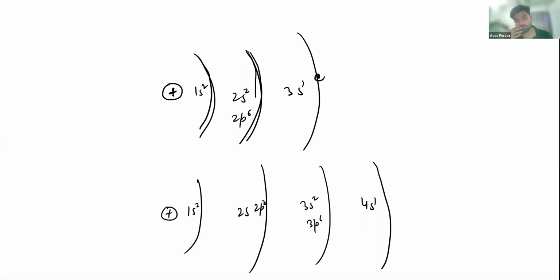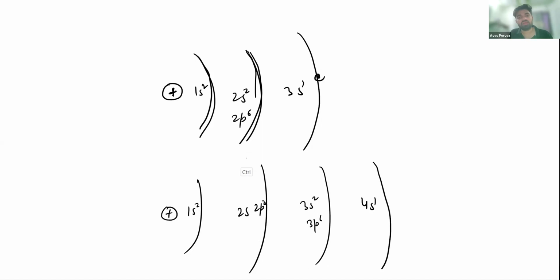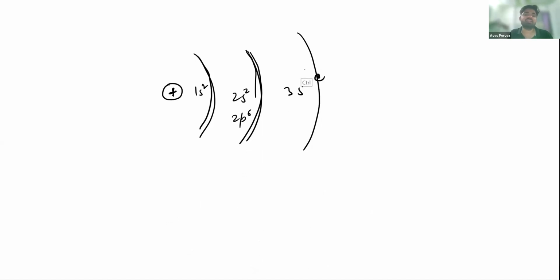Okay, so here the electronic configuration of potassium is 2, 8, 8, 1. So here the screening is done by this one and this one also. And so here the 3 shells are screening, here the 2 shells are screening. So as the shells increase, the screening effect is also increasing. And this screening effect prohibits the positive charge from reaching the outermost shell's electrons, and due to that the size of the atom increases.